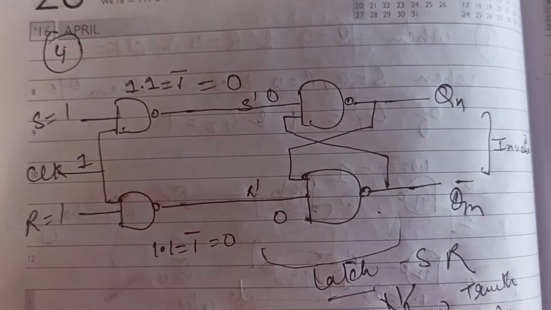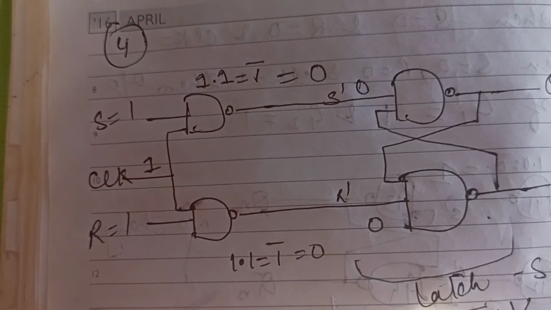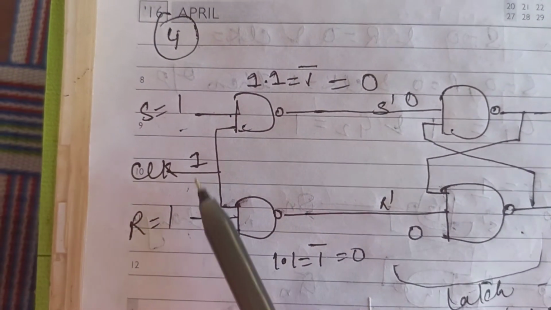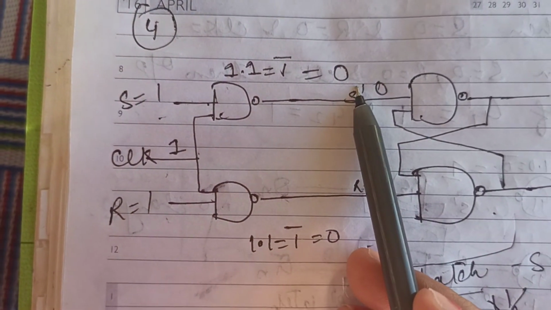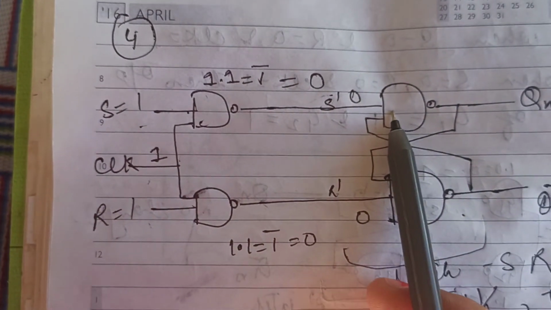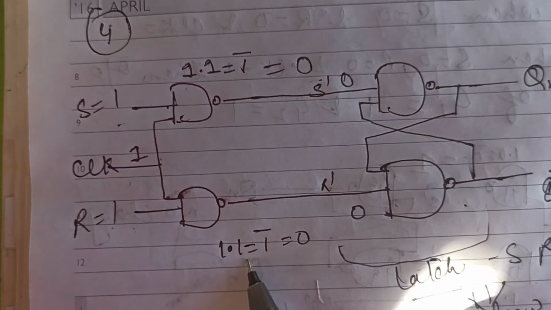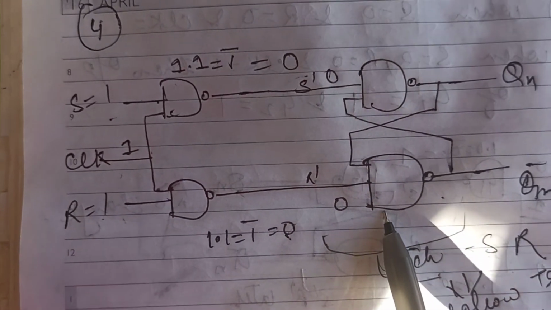When S equals 1, R equals 1, the second input is the clock. S equals 1, R equals 1, clock is 1. So 1·1, 1 bar equals 0. This 0 goes in the SR latch. Here R is also equal to 1, 1·1, 1 bar equals 0, and this 0 goes in this SR latch.